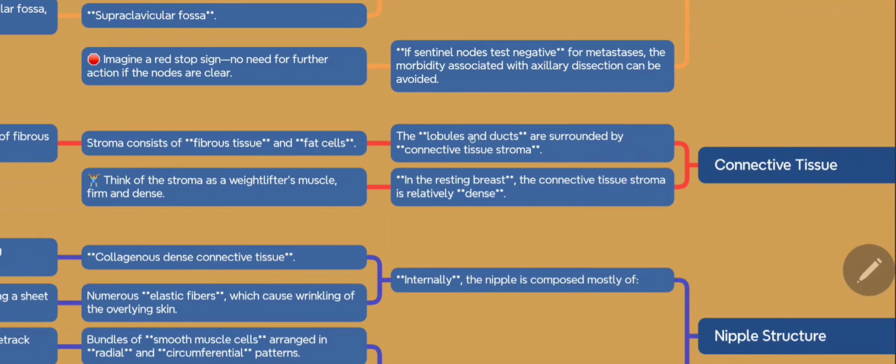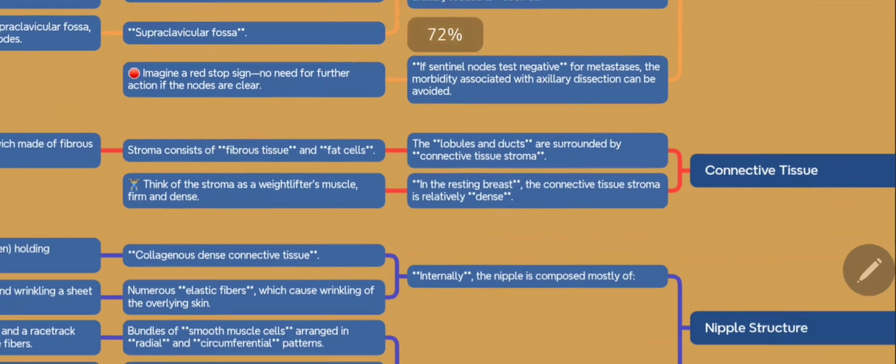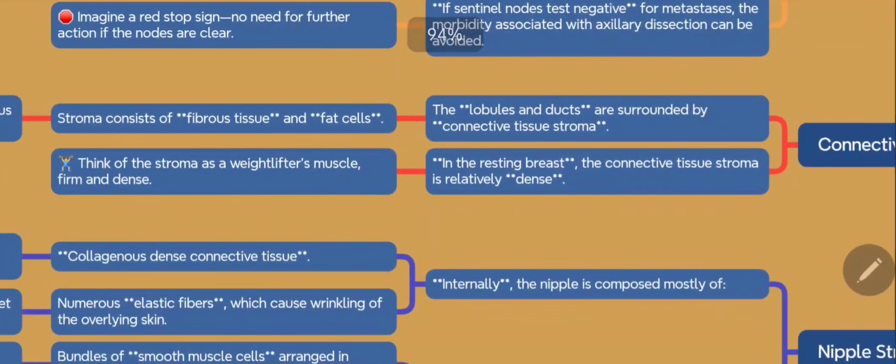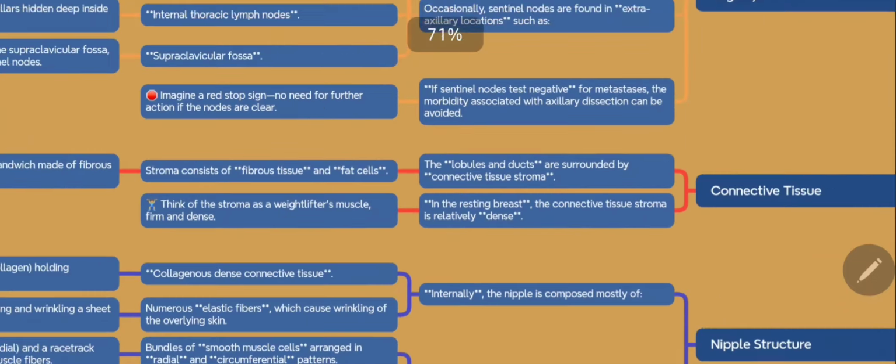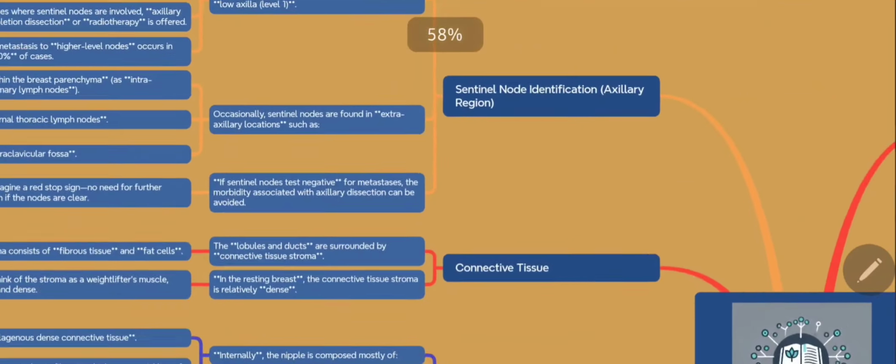So the lobules and the ducts are surrounded by connective tissue stroma. The stroma consists of fibrous tissue and fat cells. Then what we have to remember is in the resting breast, the connective tissue stroma is relatively dense.